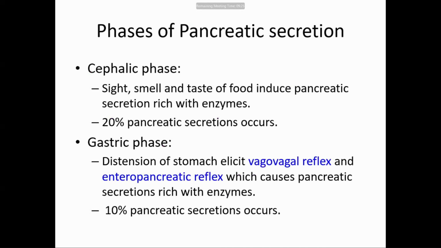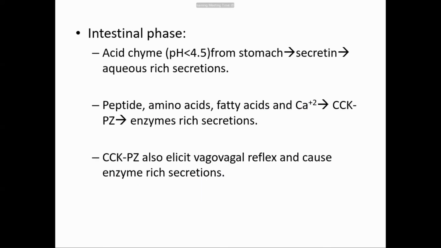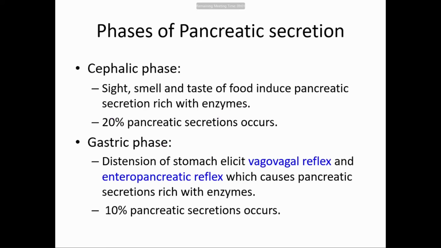So, phases of the pancreatic secretion. During the cephalic phase, due to the smell, thought, and taste of the food, there is about 20% of the pancreatic secretion. During the gastric phase, due to the vagal reflex and the enteropancreatic reflex, about 10% of the pancreatic secretion occurs. Pancreatic secretion has three phases: cephalic phase, gastric phase, and intestinal phase.